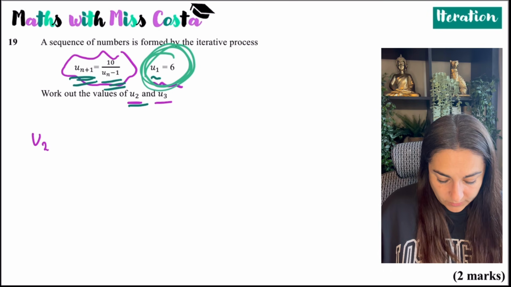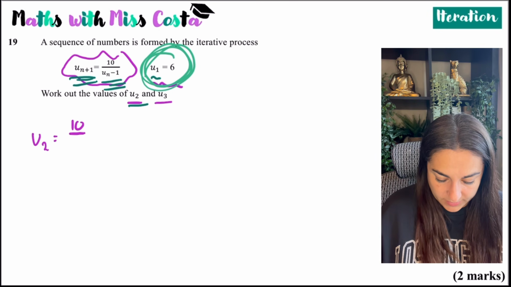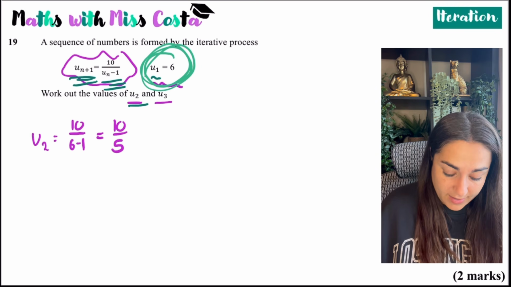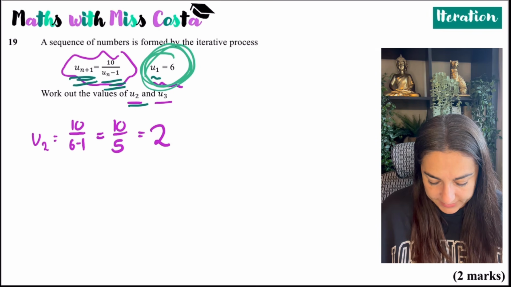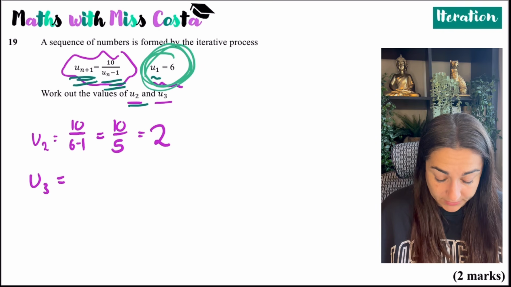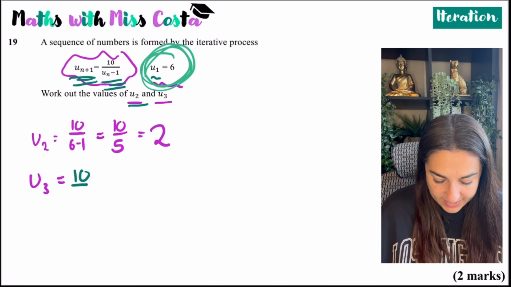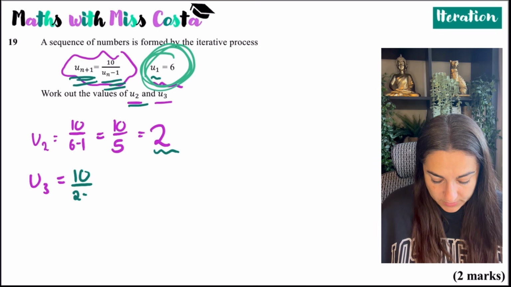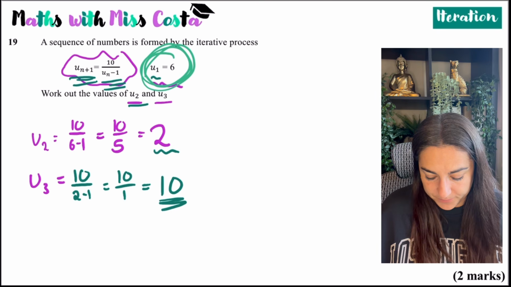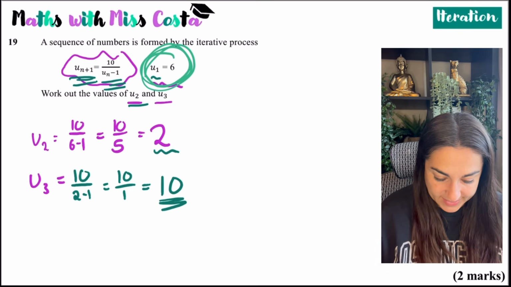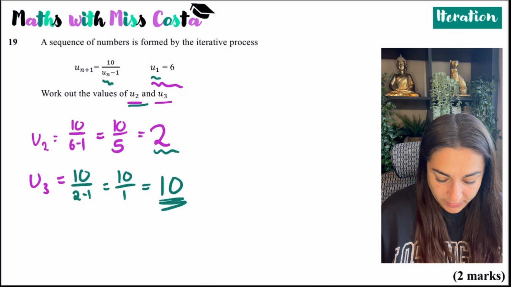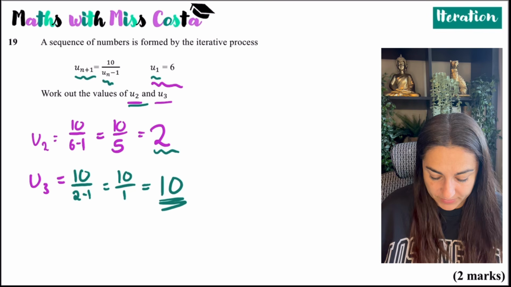So we've worked out that U2 is 10 over 6 minus 1, which is 5. I don't know why I wrote 7. This is why you redo things carefully and check your working. So 10 over 5 is 2. So that must mean U2 is 2. And then U3 is going to be 10 over the previous term, which is 2, minus 1. So 2 take away 1 is 1. So that's the same as 10 over 1, which is 10. Okay. So that is literally all iteration is. You're putting in your previous answer to find the next term.